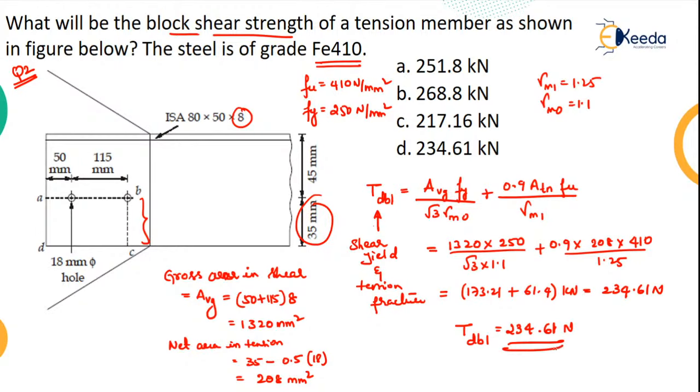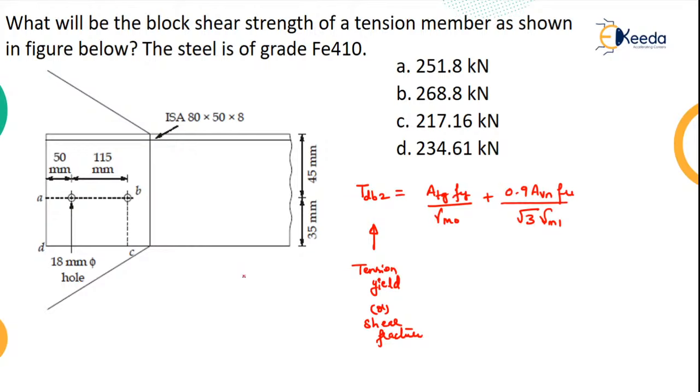Similarly, I have to calculate TDB2, which is nothing but the tension yield or the shear fracture. So in this I need ATG, which is nothing but the gross area in tension. How will you calculate that? The gross area is nothing but 35. Don't subtract the bolt half dia. So that's nothing but 35 into 8, which is equal to 280 mm square, right?